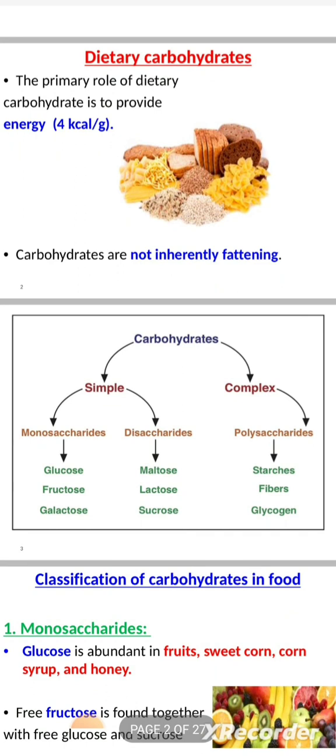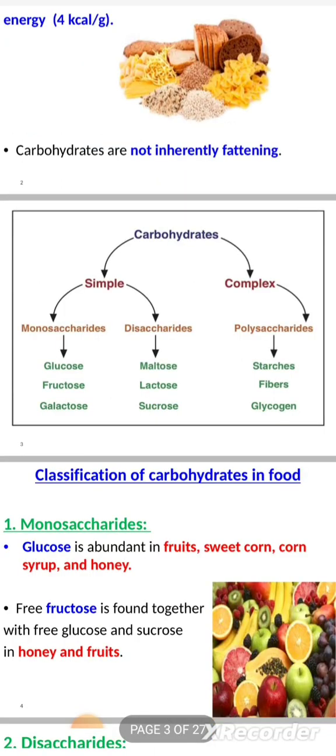Carbohydrates are divided into two: simple and complex. Simple are monosaccharides and disaccharides, and complex are the polysaccharides. Polysaccharides can also be heteropolysaccharides or homopolysaccharides. Monosaccharides, examples like glucose, fructose, and galactose, while disaccharides like maltose, lactose, and sucrose. Polysaccharides are starch, fibers, glycogen, and cellulose in the plant.